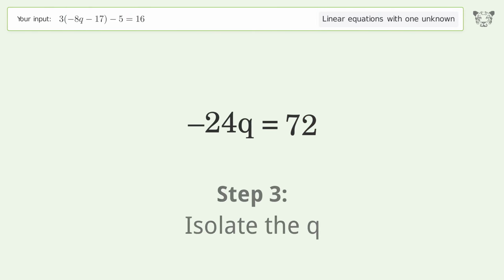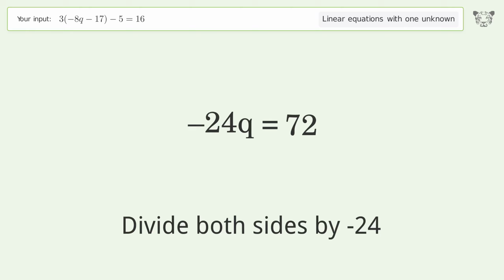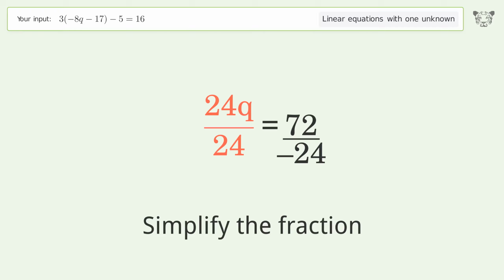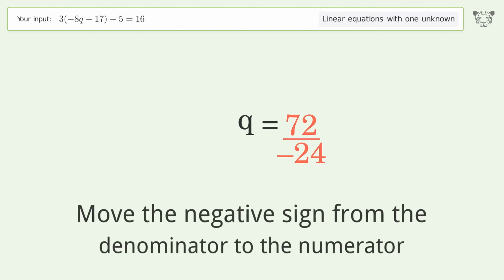Isolate the q. Divide both sides by -24. Cancel out the negatives. Simplify the fraction. Move the negative sign from the denominator to the numerator.